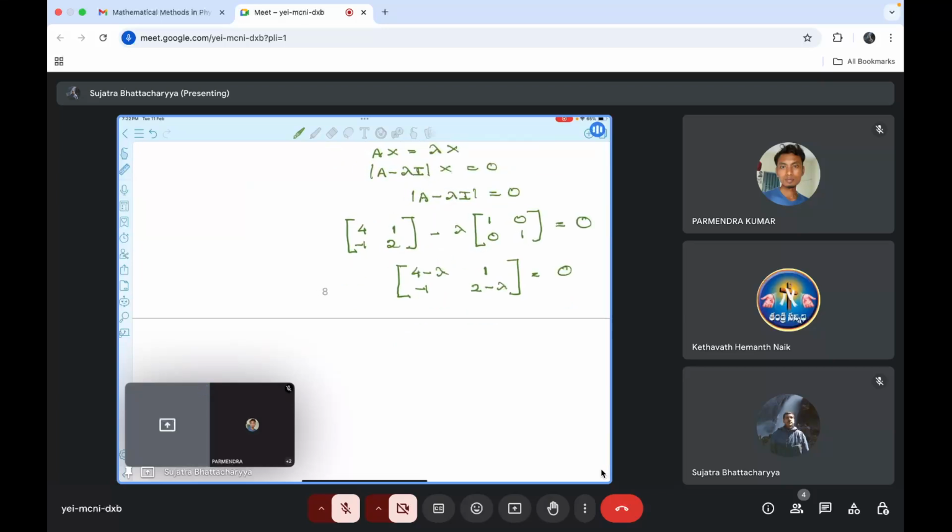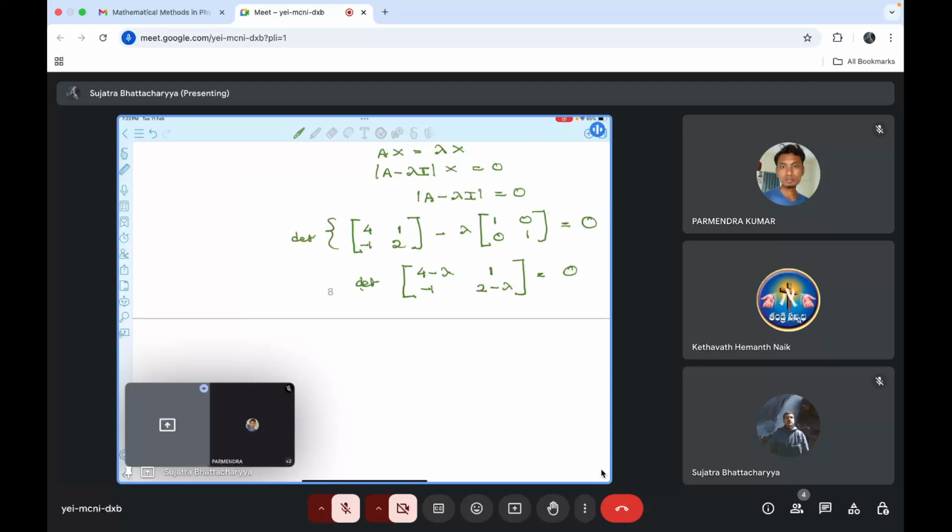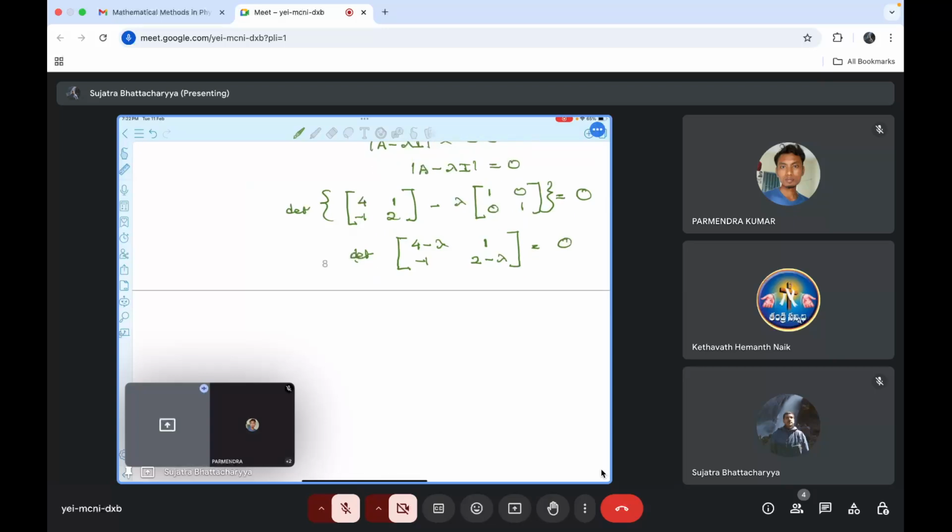This should be equal to 0. So remember, its determinant should be equal to 0. So just write a determinant here. Otherwise, everything will be problematic. So determinant should be equal to 0. That means you have 4 minus lambda. You know how to calculate determinant, this cross. Okay, (4 minus lambda)(2 minus lambda), minus 1 into minus 1 is minus 1... I mean plus 1, and equal to 0.